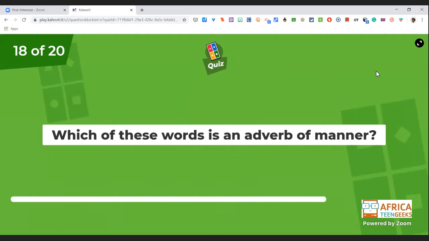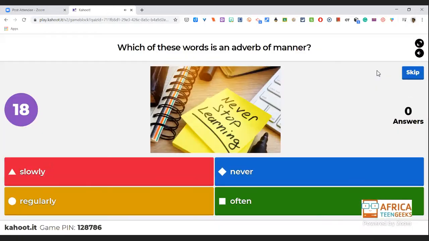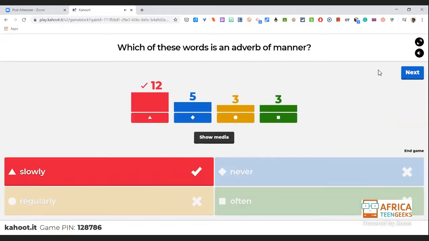Which of these is an adverb of manner? Remember which question to ask? Okay, 12 people got that. Good. Now remember the adverbs of manner. Each type of adverb, there's a different question to ask. For the adverb of manner, it's how. She walks, how. She opens the door, how.